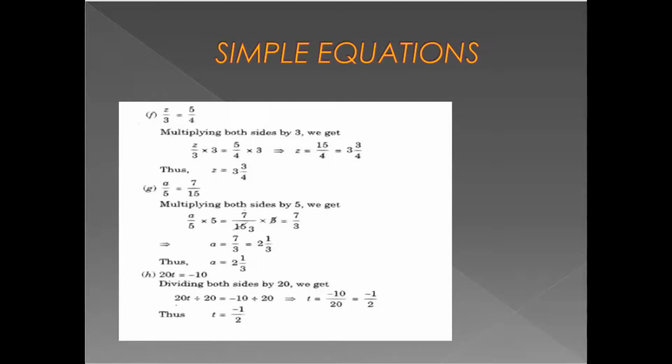Multiplying both the sides by 3, we get Z/3 into 3, that is 5/4 into 3, will be equal to Z is equal to 15/4, which is 3 3/4. So the answer in the mixed fraction is 3 3/4. Similarly, G and H part can be solved.